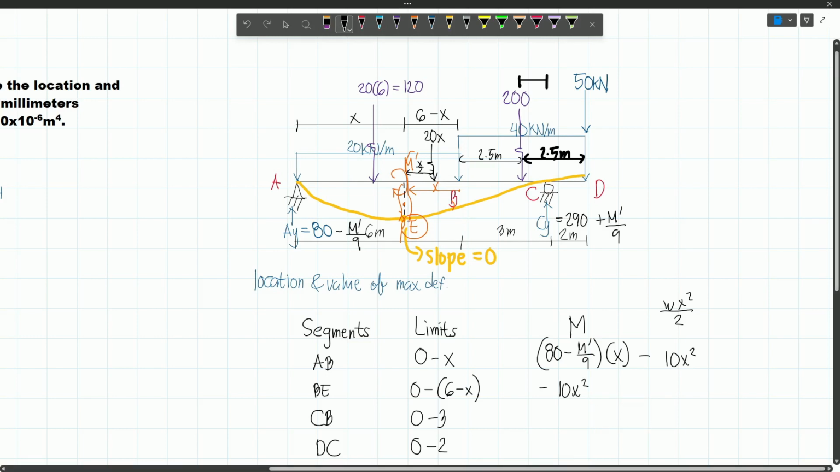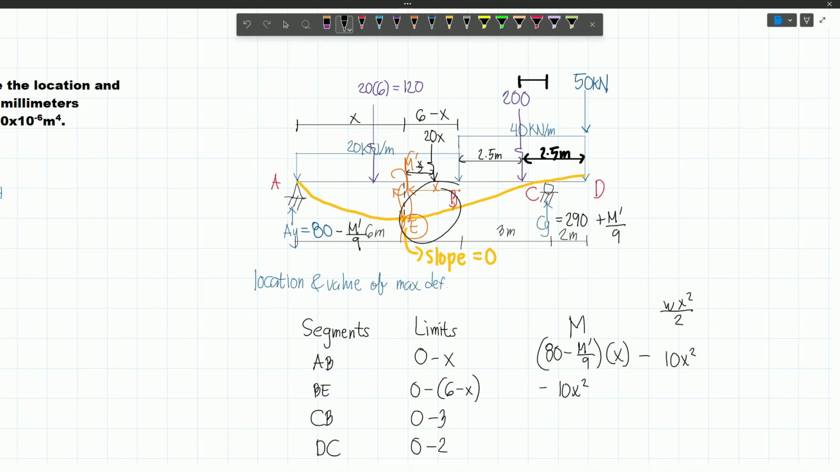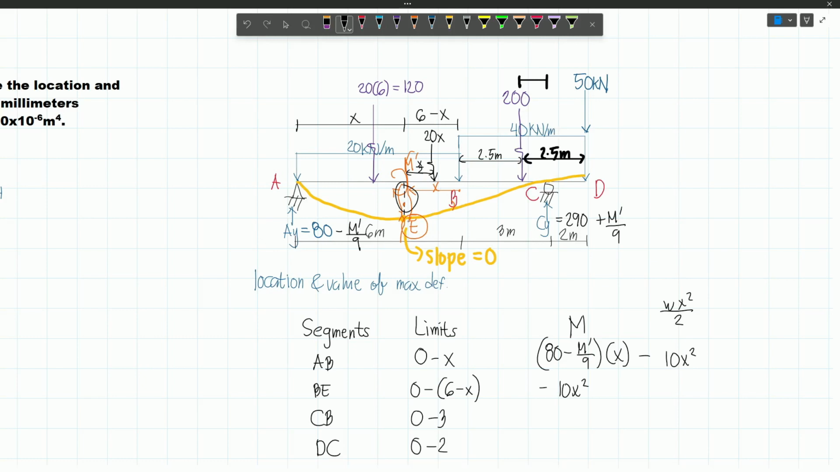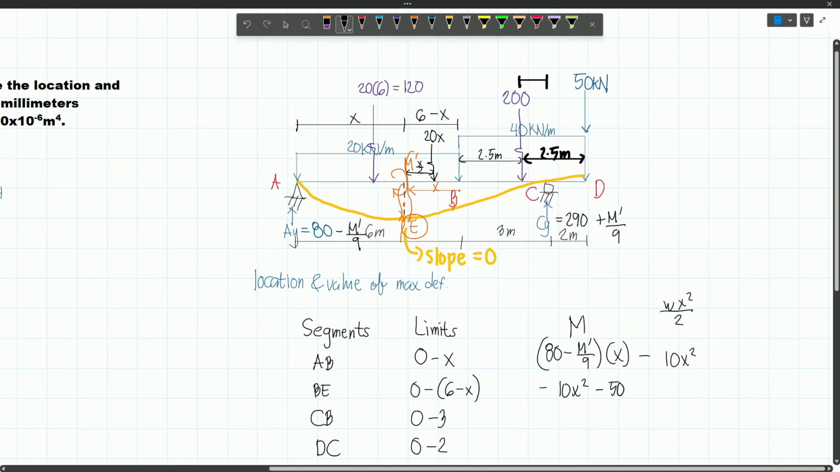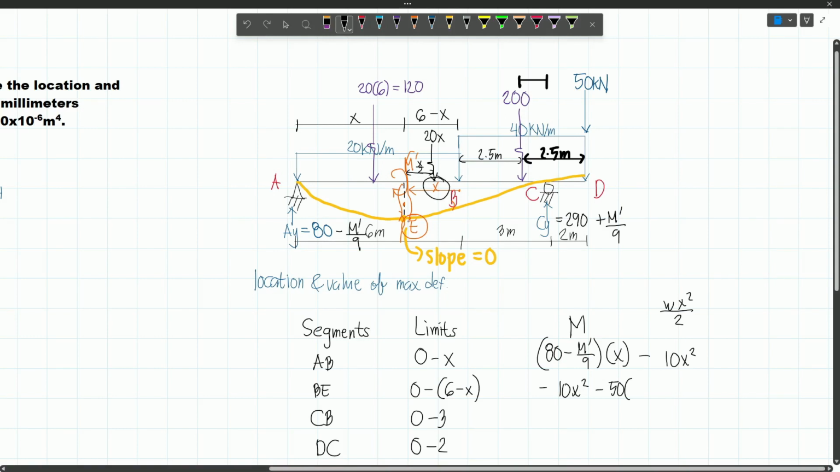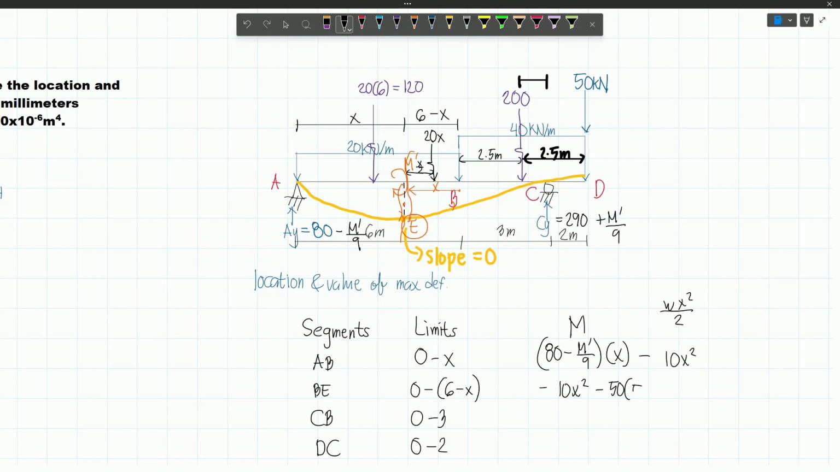And then we also have, for BE, we need to consider all loads to the right. So itong 50 saka itong 40 kasali din yan. And so yung 50 causes a clockwise moment about dito sa E. So that will be negative 50 times the moment arm, which is 2 plus 3 plus x. Again, patungo dito sa E yung moment natin. So, that will be 5 plus x.